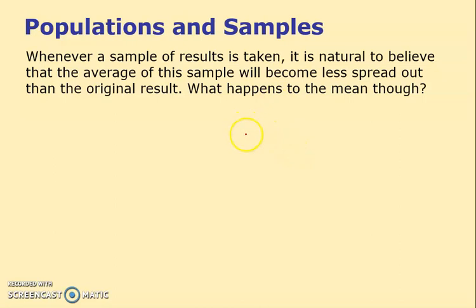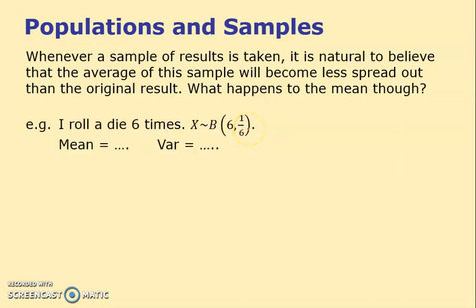So I want you to imagine a scenario, and my scenario is I'm going to roll a die 6 times. And obviously when I roll the die it's binomial. I'm doing it 6 times, and I was looking at the number of times that a 2 came up on the die. I actually did this a number of times, and I'll show you that in a bit. But let's see what I'd expect to get.